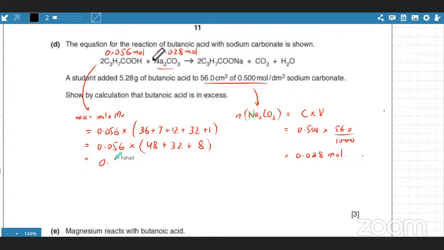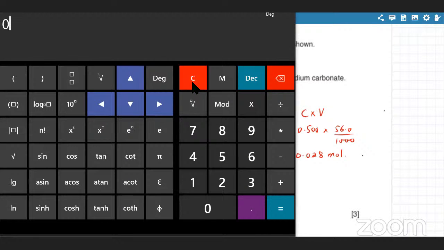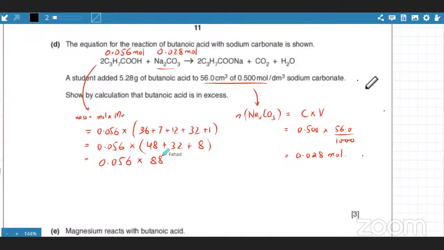So it's going to be 0.056 multiplied by 88. Let's do that now. 0.056 multiplied by 88 gives me 4.928 grams. Let's round to three significant figures, so it's 4.93 grams that's required. And as you can see, the mass of butanoic acid that's being used is a lot more. It's 5.28 grams, which is greater than the required amount.